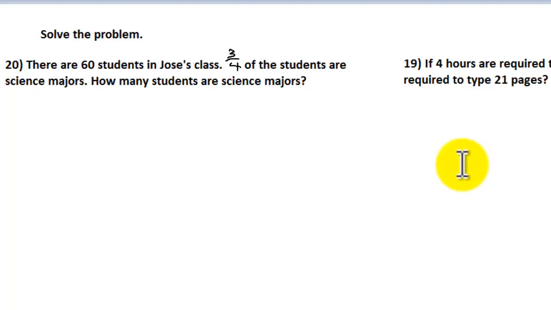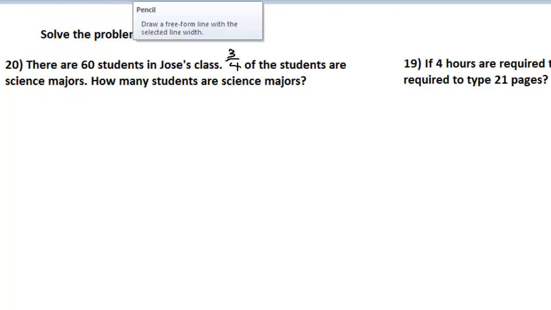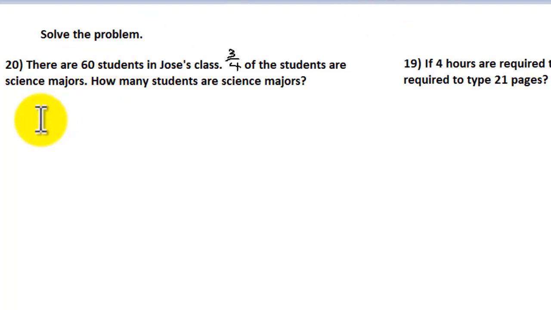Okay, here's some word problems, and it's mostly percent or proportion here, and you can look at one of them as unit rate as well. Anyway, for this one over here, number 20, there are 60 students in Jose's class. So let's write down our information as we go along.